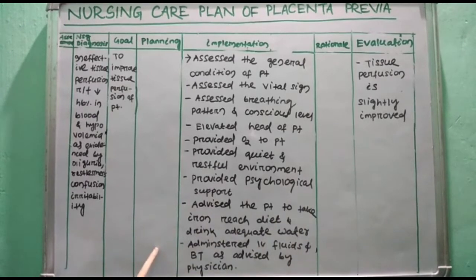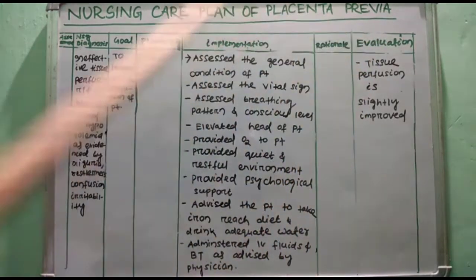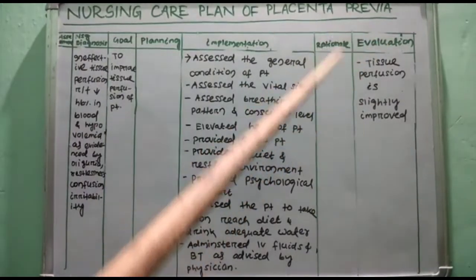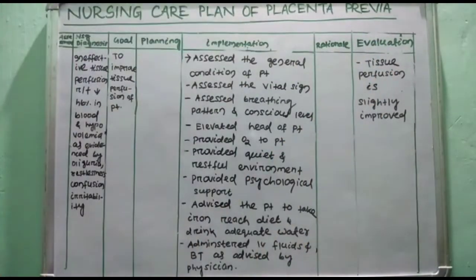And last planning is IV fluid and blood transfusion to be administered as advised by the physician. Here implementation is administer IV fluids and blood transfusion to the patient as advised by the physician. Here rationale is to maintain the fluid volume or hydration level in the patient and improve the hemoglobin level of the patient after blood transfusion. Then evaluation is tissue perfusion is slightly improved. This is the first nursing diagnosis of placenta previa.